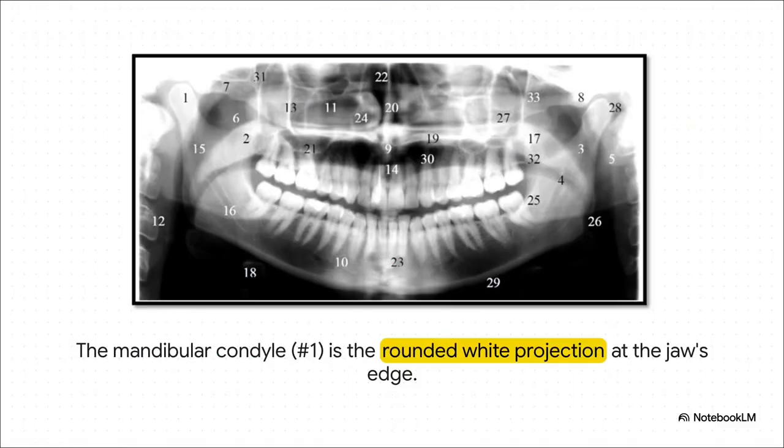And there it is, right on our map. See it? The condyle is that rounded, white, remember radiopaque, knob at the very top left and top right of the whole jawbone structure. That's the hinge.